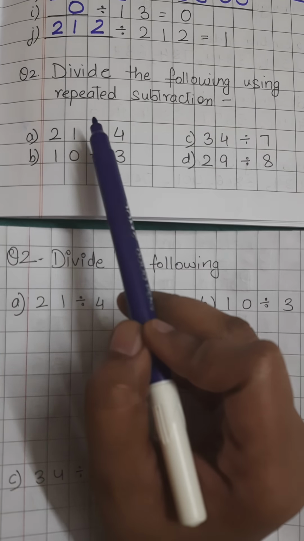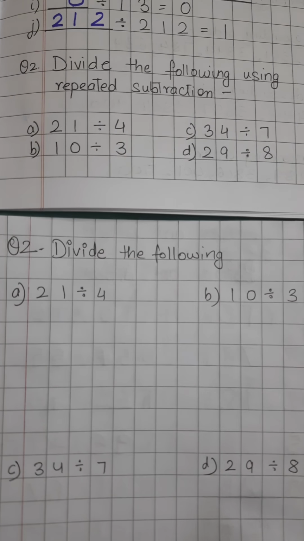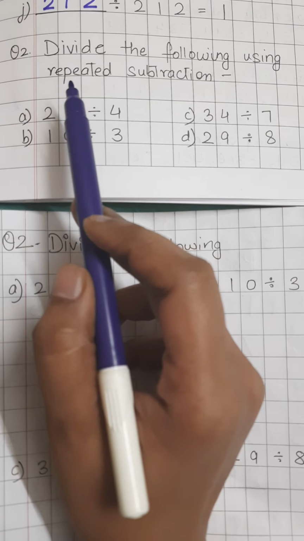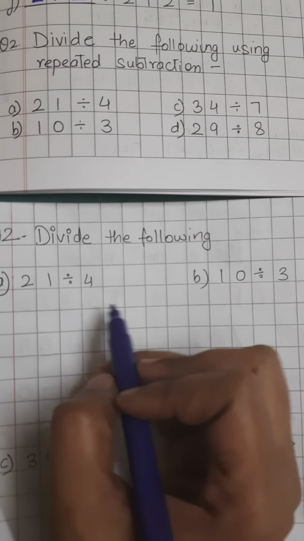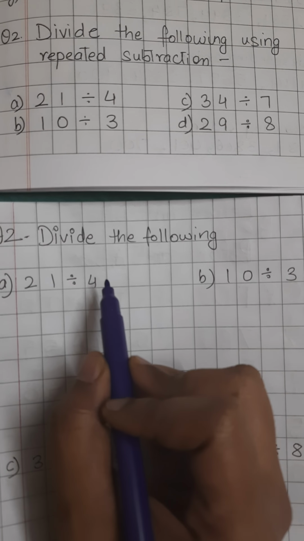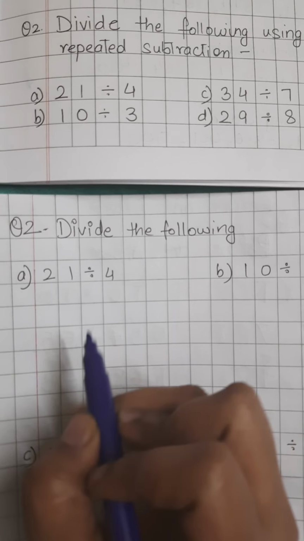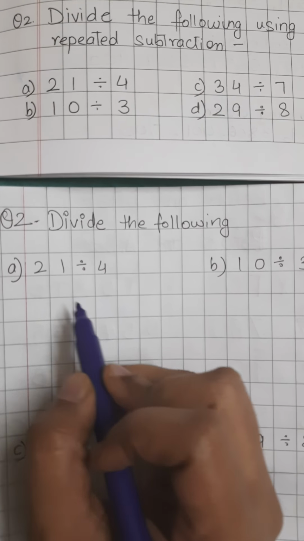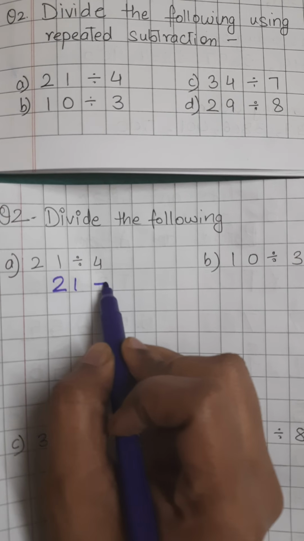Divide the following using repeated subtraction. Now here we have to use a strategy of repeated subtraction. So in repeated subtraction, we will have to subtract the divisor from the dividend repeatedly. Alright, so let's get started.